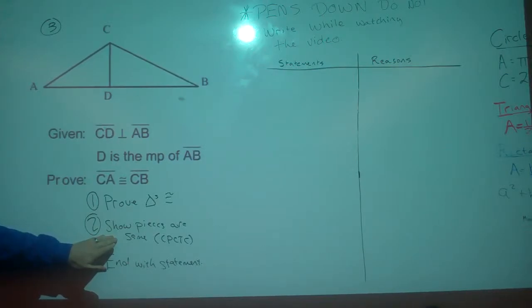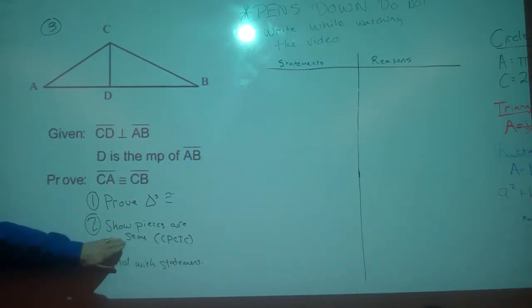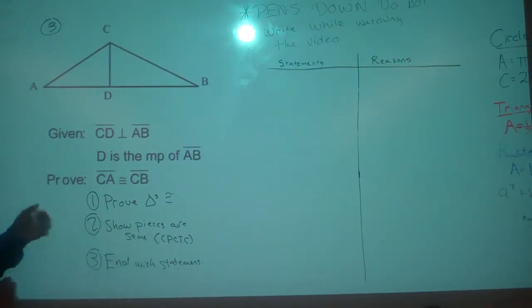If there were an additional statement, if it were asking me to prove that something was bisected or that the triangle was isosceles, which we could do in this proof, I'll talk about that at the end, I would add that at the very end after I use CPCTC to show that the pieces were the same.